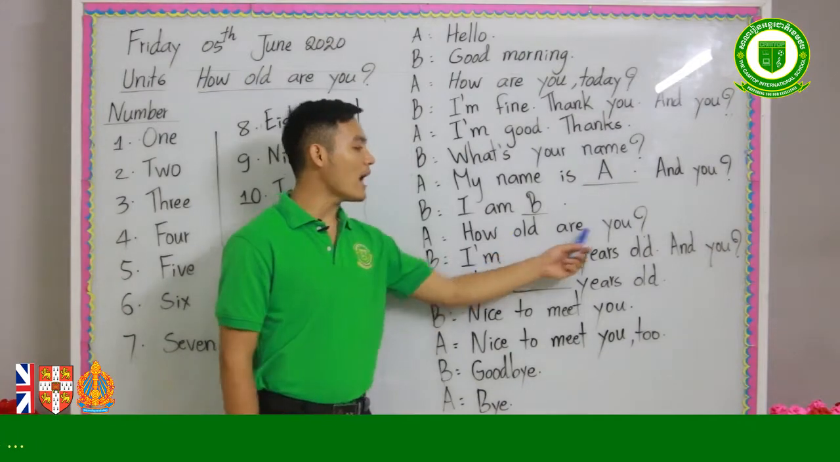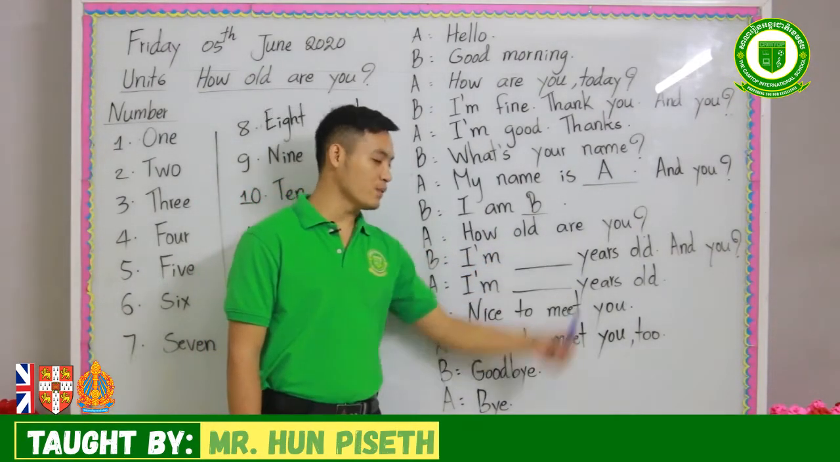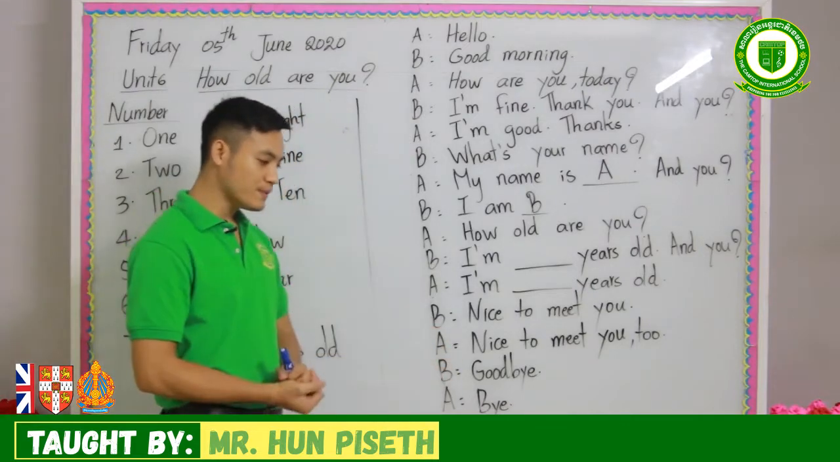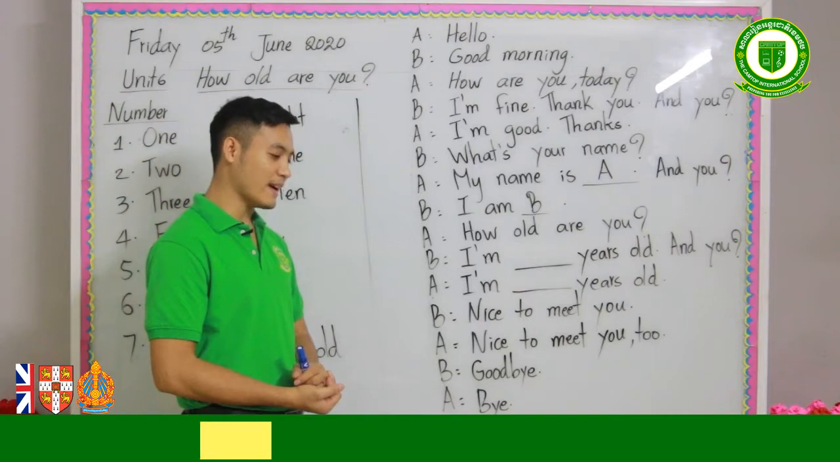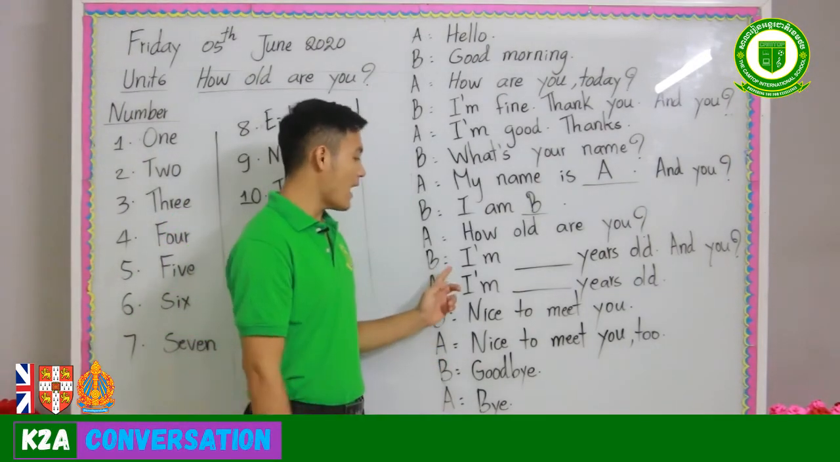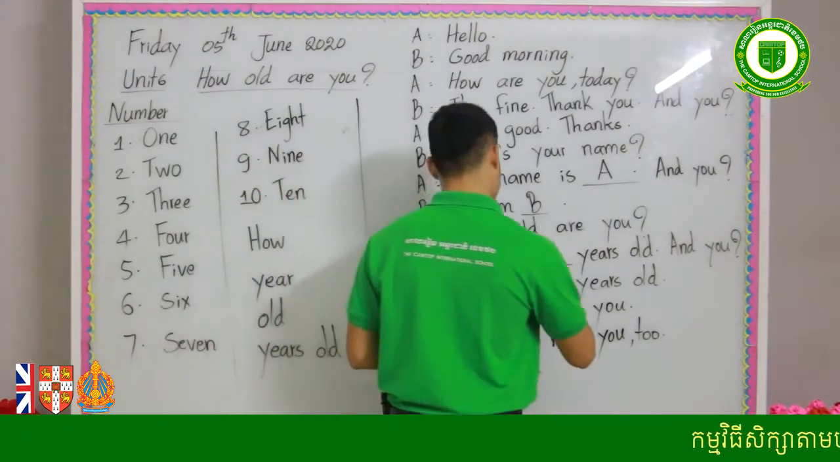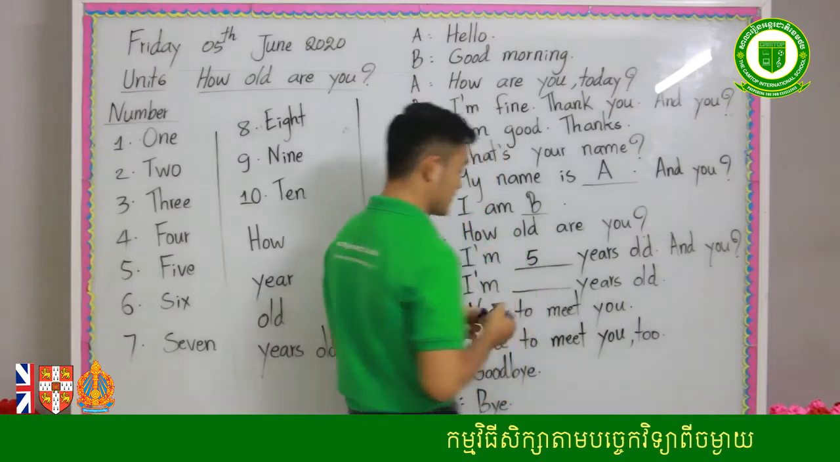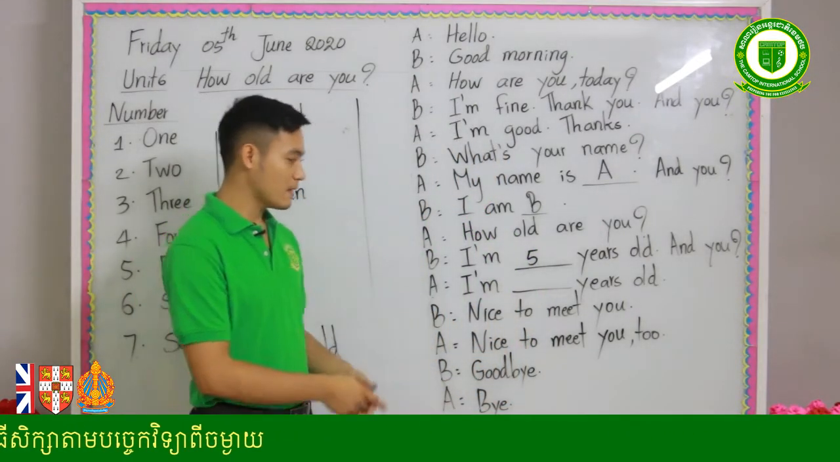How old are you? Together. How old are you? Okay, again. How old are you? Okay, for example, Mr. B, 5 years old. 5 years old, okay? 5 years old, little boy. How old are you? B answer.